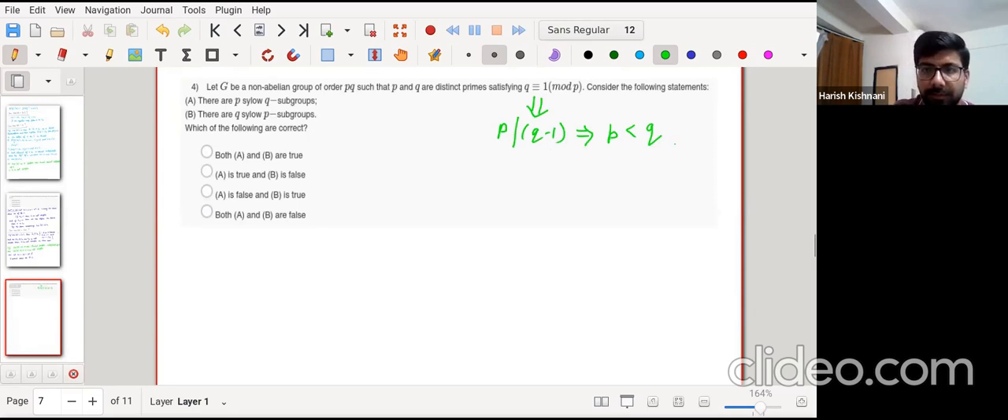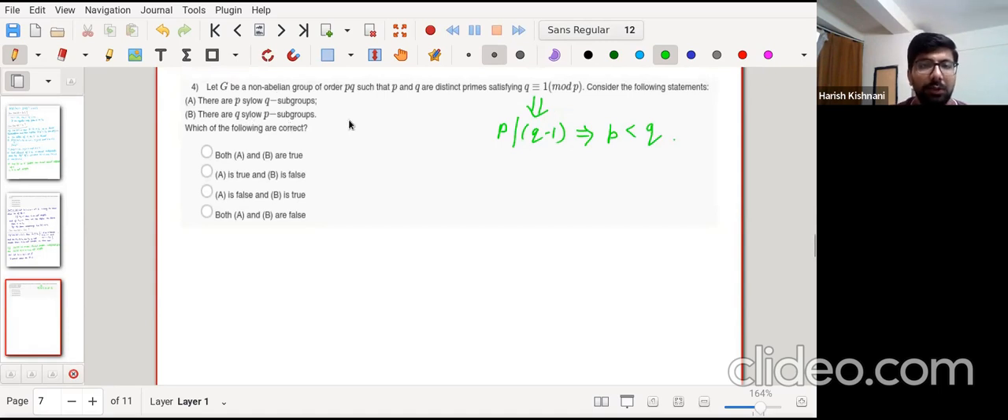So the relation we got is straightforward. Now the question says there are P Sylow Q-subgroups, which is a confusing statement. Statement A says the number of Sylow Q-subgroups is P, and statement B says the number of Sylow P-subgroups is Q.